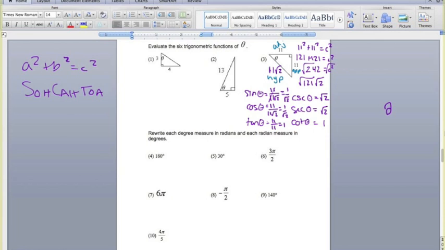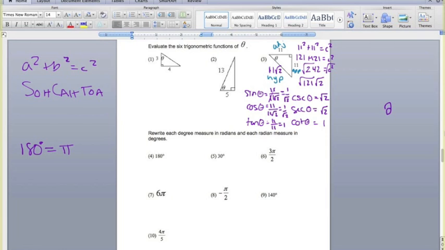Okay, the next group says rewrite each angle in the other type of measurement. So if it's radians, turn it to degrees. If it's degrees, turn it to radians. What is our conversion between radians and degrees? 180 is equal to pi, so we're going to set it up as 180 over pi or pi over 180, depending on what we have.